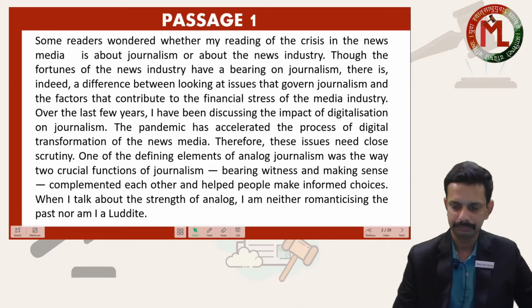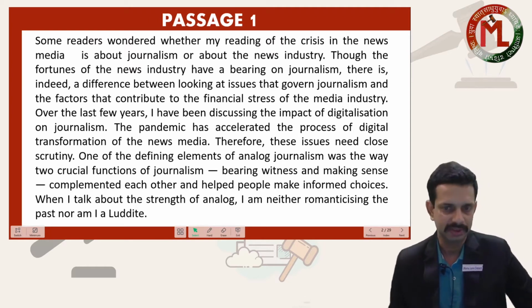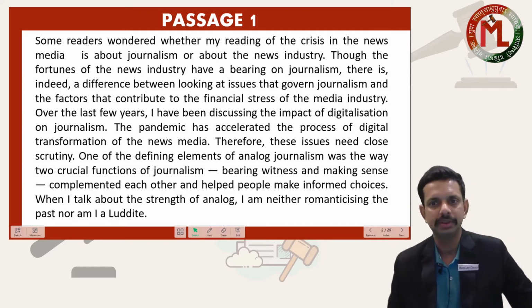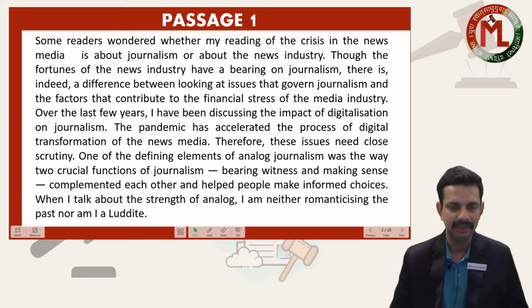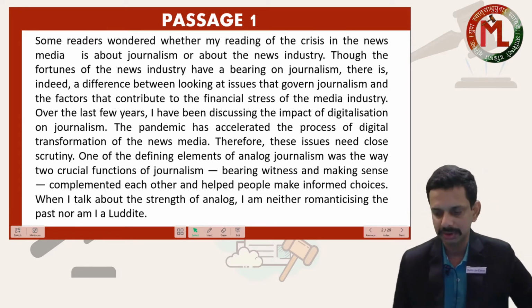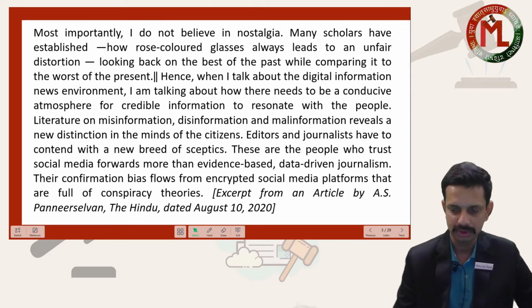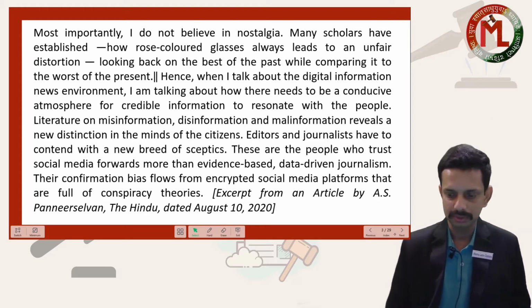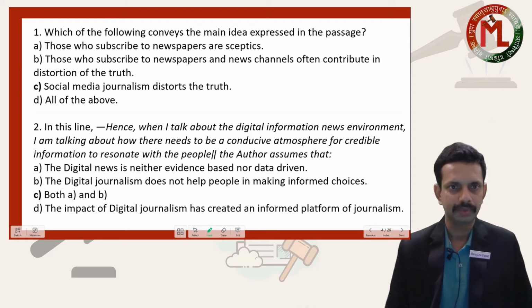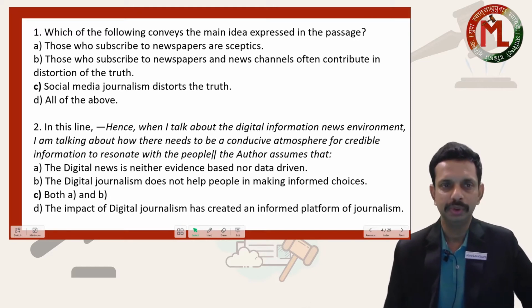Now, if you are going to solve any question which is based on a passage, then your approach should be a bit different. Start by reading the questions, and then read the passage. First try to read the questions, because if you read the questions first, you will be able to remember those words which are required to give the answer. For example, just take a look at the first question. Which of the following conveys the main idea expressed in the passage?